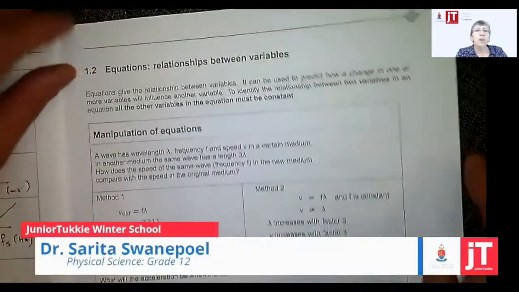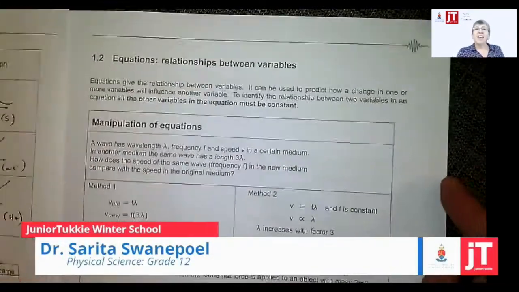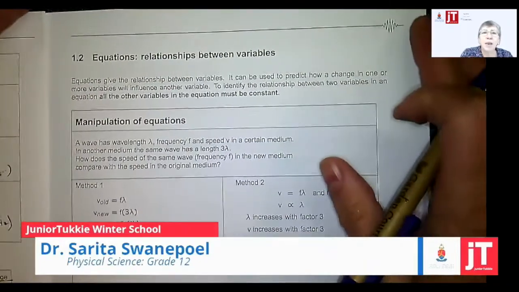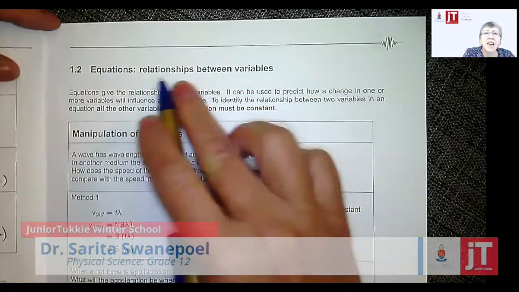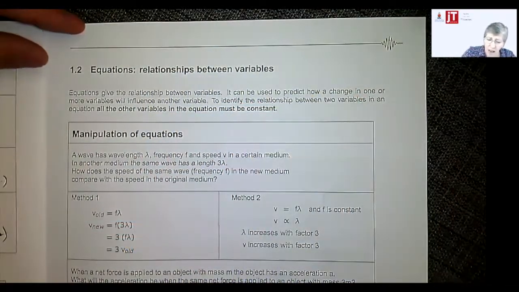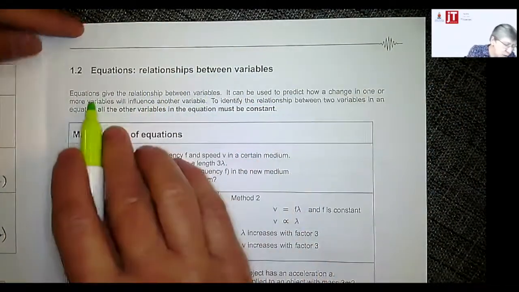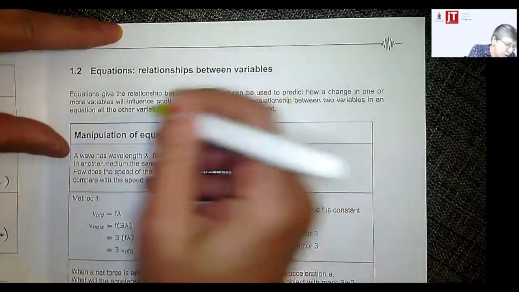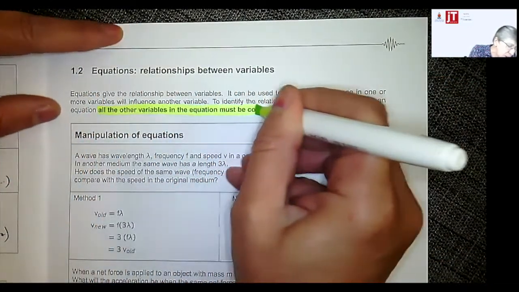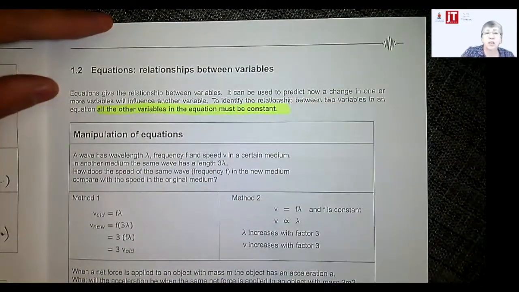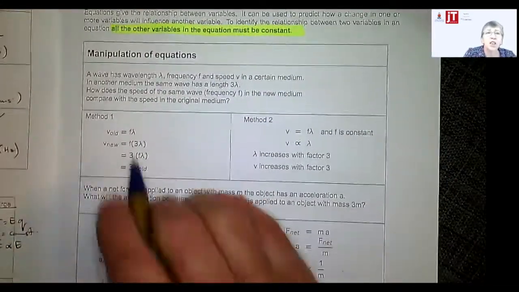Right, now we're moving on to something else, and that is how I can manipulate an equation to predict something. We're looking at the relationship between variables. And once again, you have to know, if you look at the relationship between two variables, all the other variables in the equation must be constant. Right. So let's look at the first example.